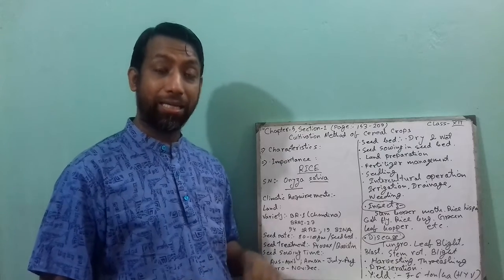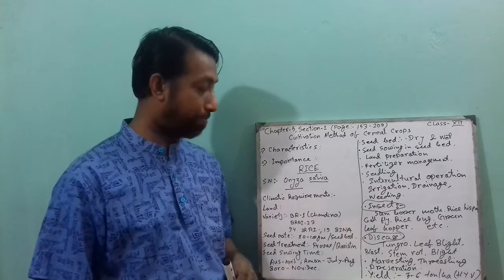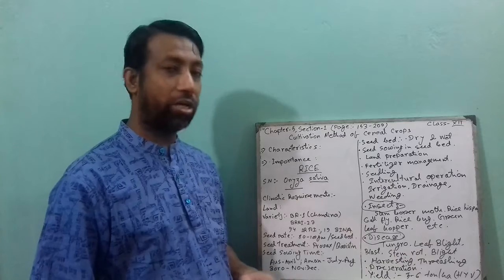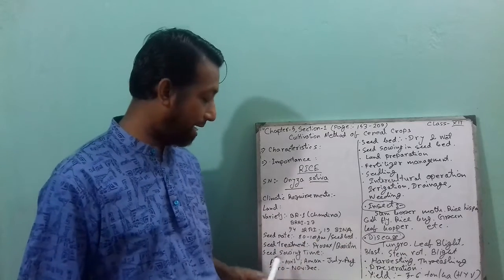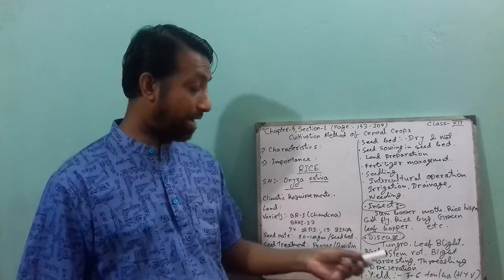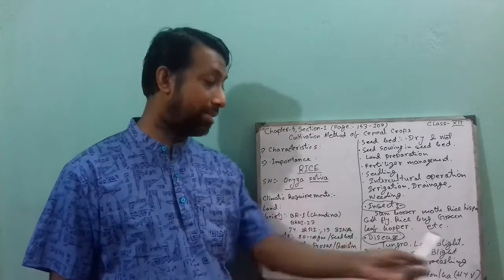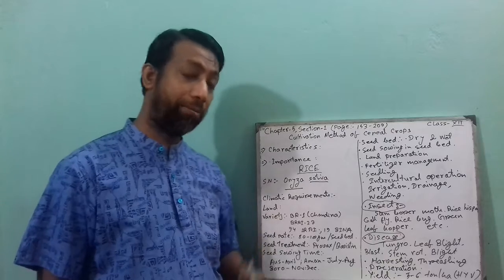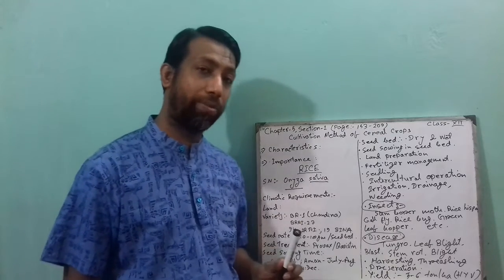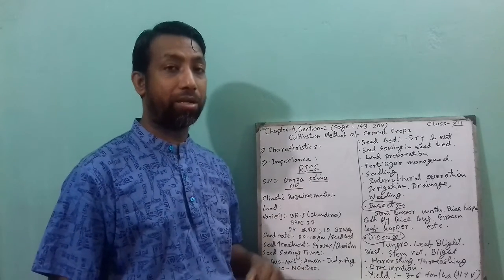And that is why cereal crops are very important. And yield: it depends, there are Aush, Amon and Boro seasons, but in Boro season it is 5 to 6 tons per hectare if it is a high yielding variety. So this is the class today.